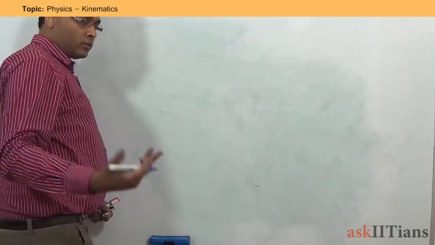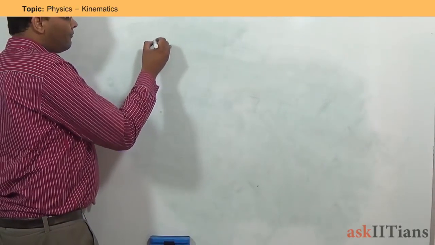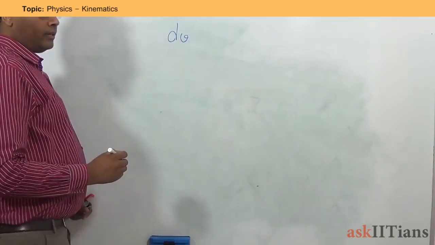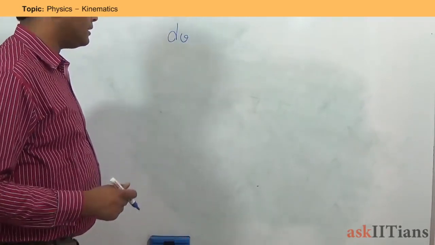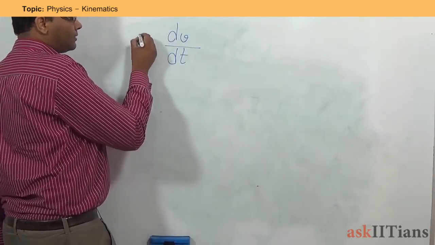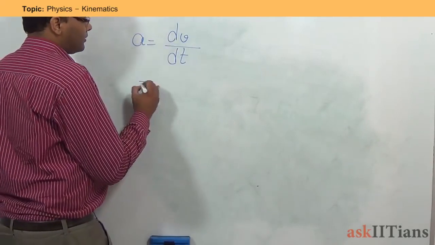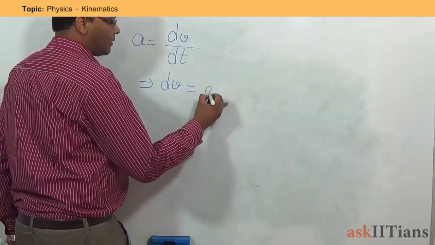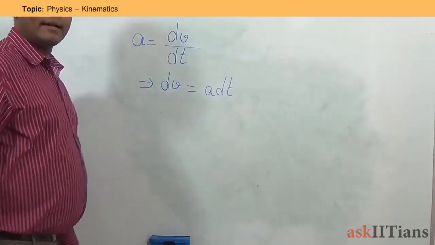So, let's see. Coming back to the concept of kinematics. If I say that the change in velocity is dv, instead of v minus u, and the change in time taking place is dt, this is how I am going to define acceleration. Therefore, I can further say dv can be given by a into dt.